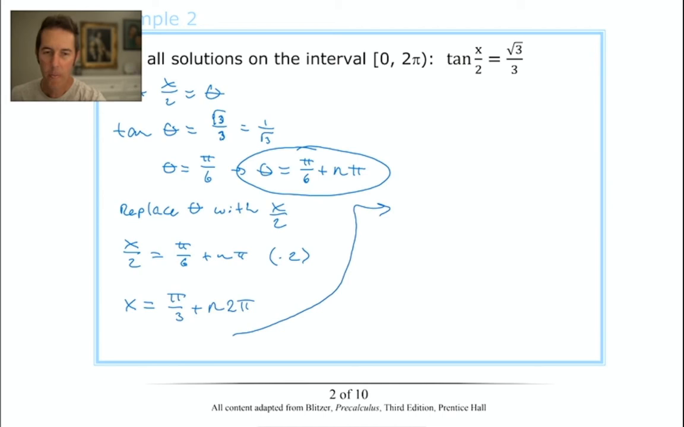We now plug in n values starting at 0 in order to generate x values. We stop plugging in n values when the x values become larger than 2 pi because we're trying to find all of the solutions on the interval that goes from 0 to 2 pi. Sophie also wants the solutions on that interval.